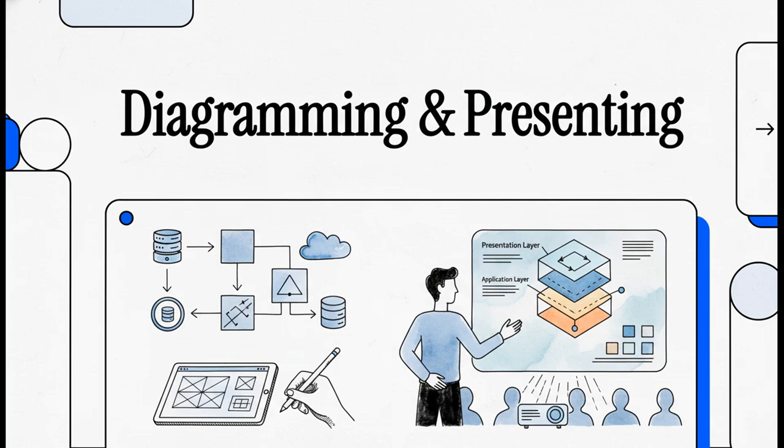All right, today we're diving into two skills that are honestly make or break for any software architect: diagramming and presenting. Because here's the thing, it's not enough to just have a brilliant technical vision. You have to be able to communicate it. So let's break down how the best architects turn those complex ideas floating around in their heads into clear, actionable blueprints that people can actually build.